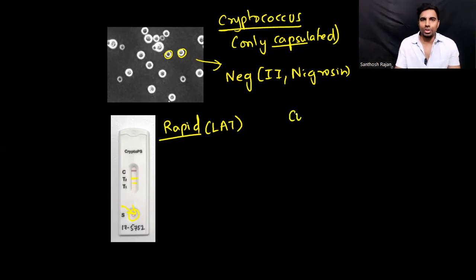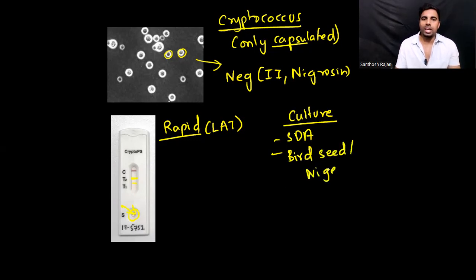Apart from that, of course, you can do a lot of culture methods. Normally it grows on SDA also. Apart from that, we have bird seed agar, niger seed agar. So many names are there. The name itself says bird or niger, so you see black color colonies.